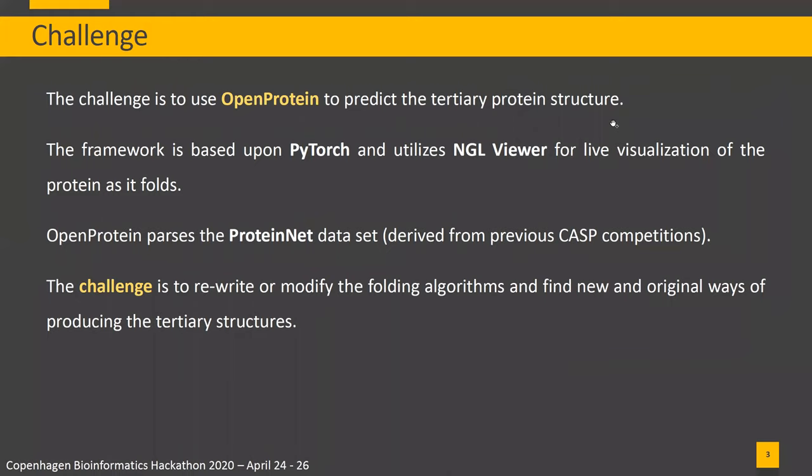This challenge is specifically designed around a framework I wrote called OpenProtein, which is designed to take care of all the things other than designing a machine learning model itself. That means data parsing. We use a dataset called ProteinNet, which is actually from the CASP competitions, an international competition in protein prediction. OpenProtein basically allows you to define your model, and then it will actually just go to the next slide here.